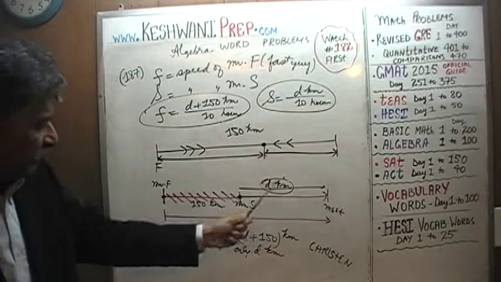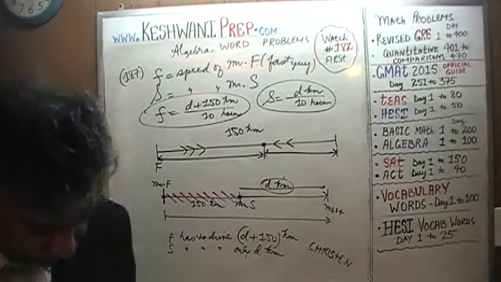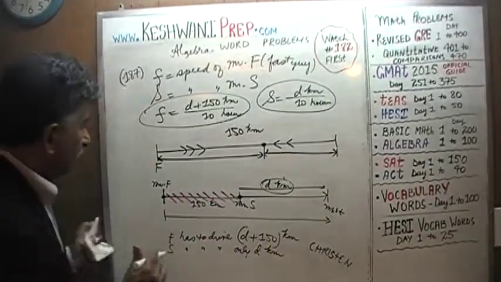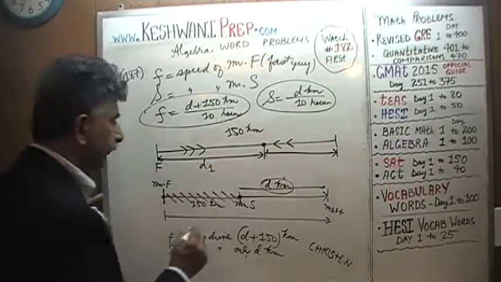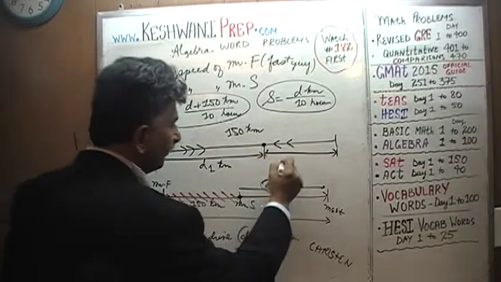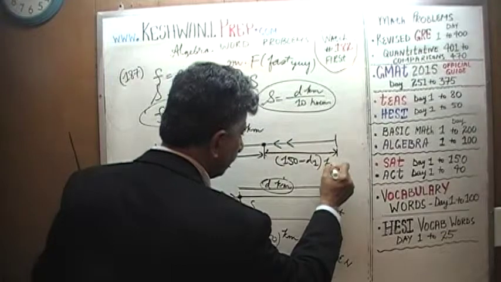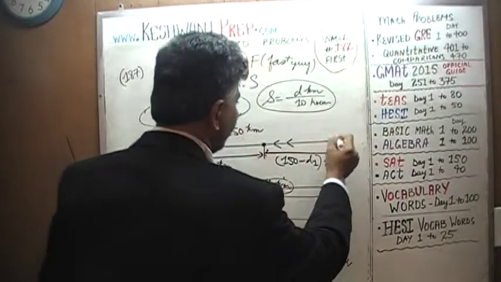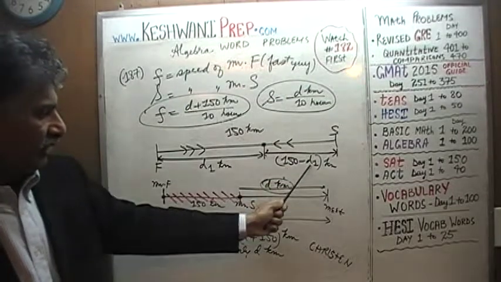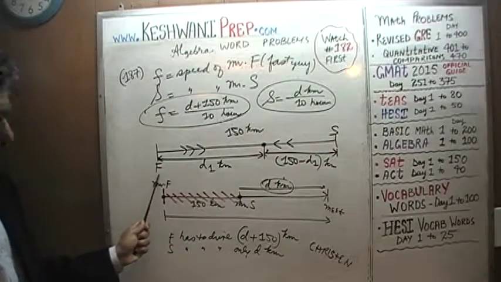Before, we used letter D to represent the entire distance that they were traveling from here to here. I'm going to use the same symbol that I use in my notes so that it's consistent. Let's call this D1. If it is D1 kilometers, then this distance would have to be 150 minus D1 kilometers. That's how far S would have to drive. When they're going in the opposite direction, S will drive 150 minus D1 kilometers. F will drive D1 kilometers. Mr. Fast guy, Mr. F.